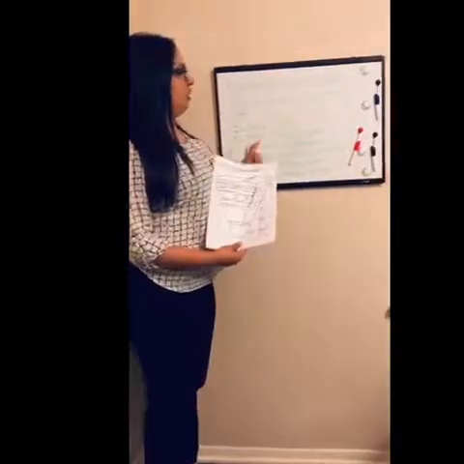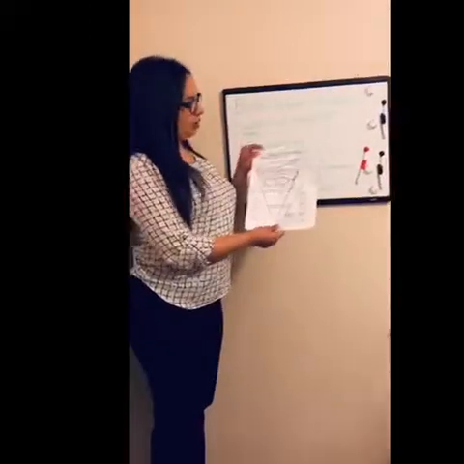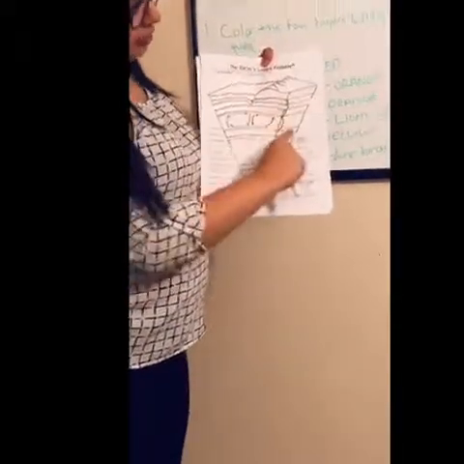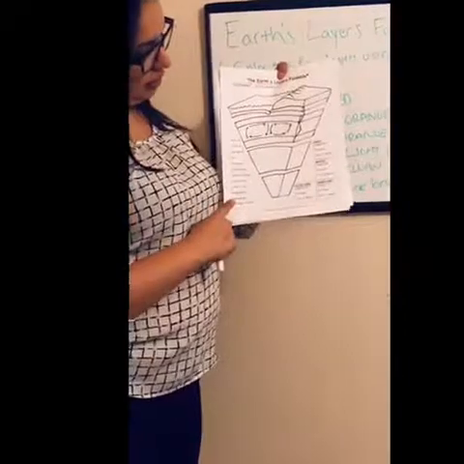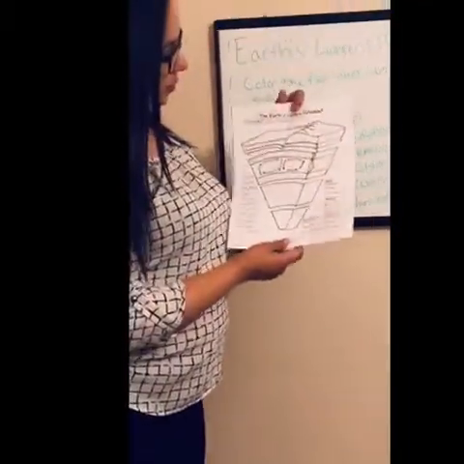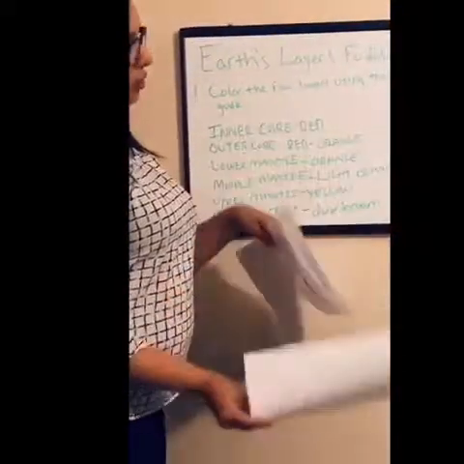Assignment will be doing Earth's layers foldable. This will be the worksheet we'll be working on. We'll color each layer and label it. Also give it a description. And we're going to go ahead and follow a worksheet guide.